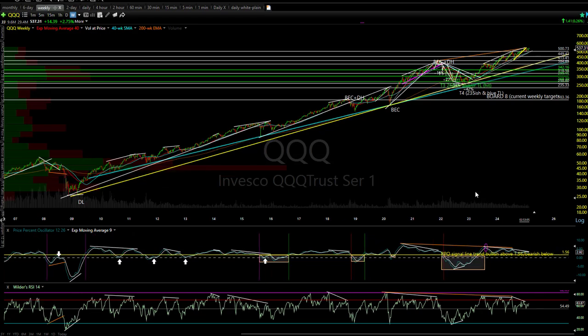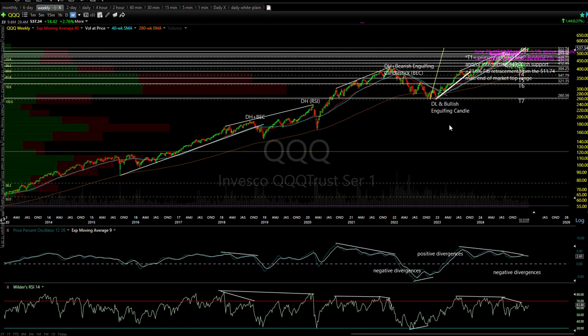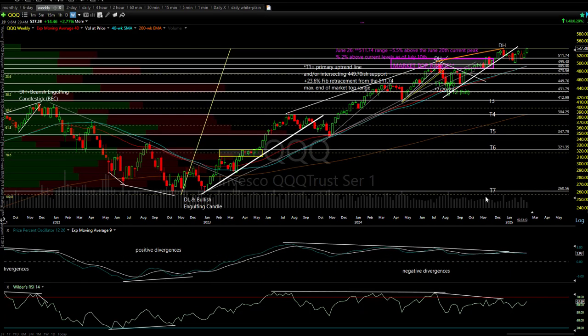Same story I've been talking about for a long time. This is a busy board. I have board 8 shows some longer term targets right there. T7 still looking for that. I'm back where I was at the end of last year when we were at the same level, about a 50% drop in the Nasdaq 100.